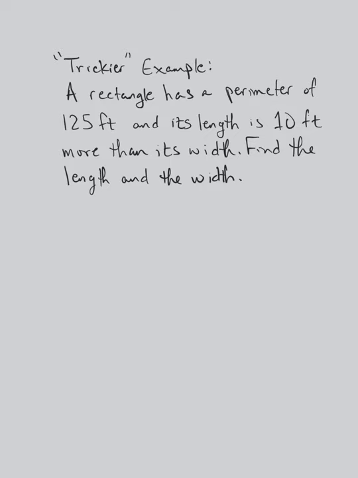Okay, so to get started, make sure you recognize what shape we're talking about. We're talking about a rectangle, and we're also talking about its perimeter. And so what formula do we use? We use that P is equal to 2L plus 2W. Okay, now what are we given here? We're given that P is equal to 125. So that part's pretty straightforward.